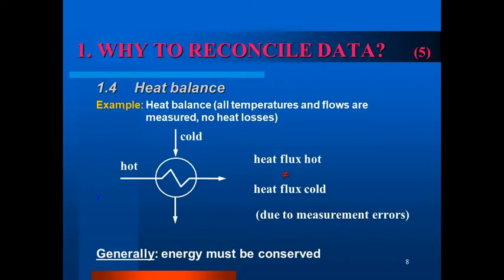The heat balance around this simple heat exchanger is based on the assumption that there is no loss of heat from the exchanger shell to the ambient. Let's suppose that all flow rates and temperatures in the heat exchanger are measured. If we calculate the heat flux from the hot stream and the heat absorbed by the cold stream, these values will probably be different, due to measurement errors of flow rates and temperatures.